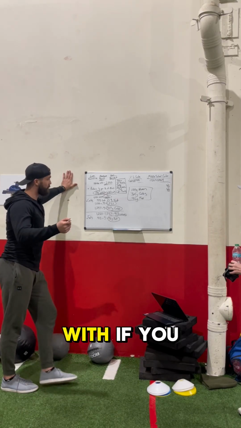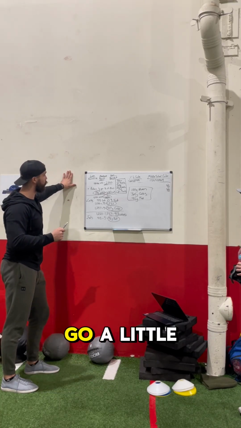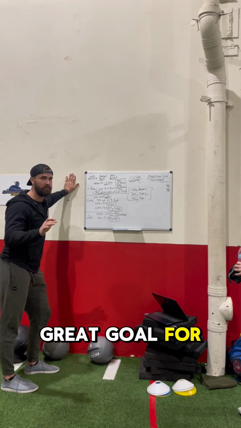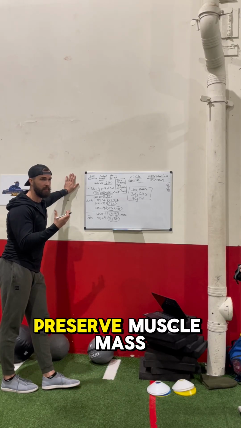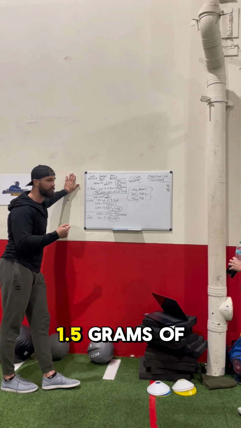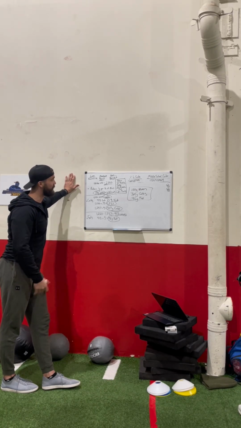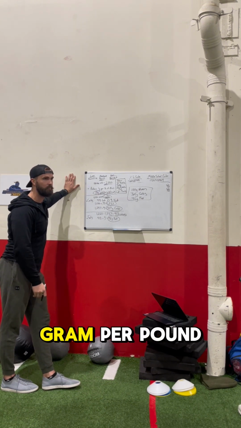So like I was saying, if you are trying to cut, it's not a bad idea to go a little higher on the protein. 1 gram per pound of body weight is a great goal for everybody. If you are trying to lose weight, you can up that so we preserve muscle mass. So you can go 1 to 1.5 grams of protein per pound of body weight, depending on what you tolerate. But I think in general, everybody should aim for about 1 gram per pound per day.